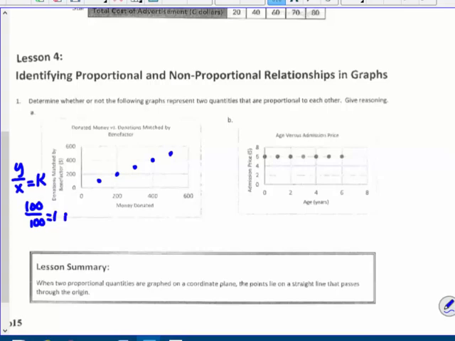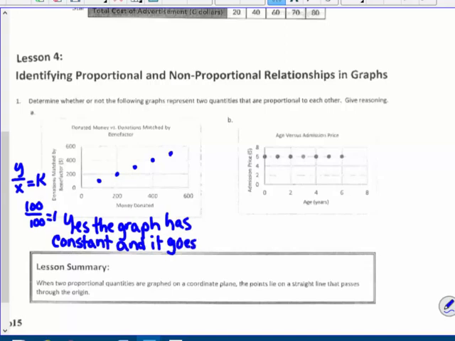So yes, the graph has a constant rate, right? Yes, the graph has a constant rate. The k equals 1 has a constant rate, and it goes through the point, which we're going to talk about. It goes through the origin, the point 0, 0.